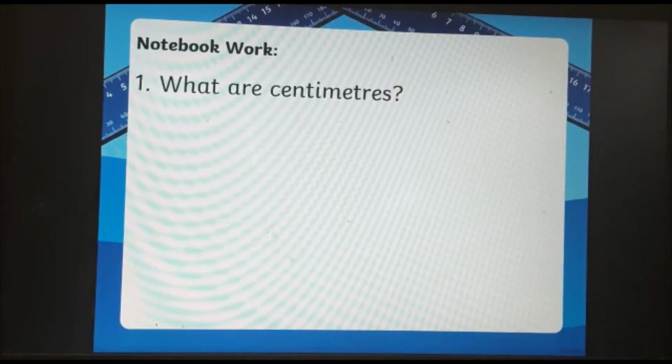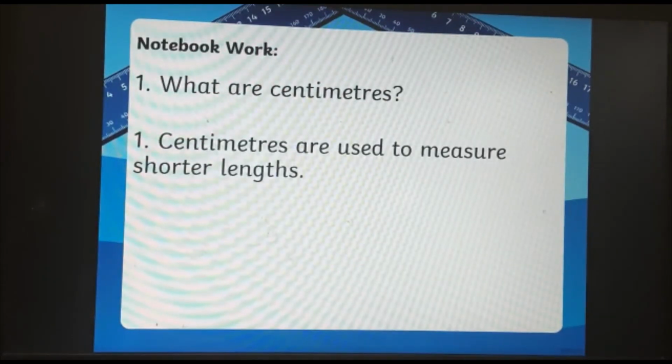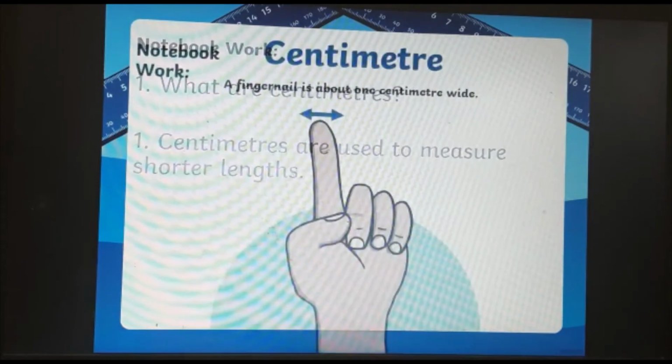Yes, the word that comes to your mind is correct: centimeters. So what is a centimeter? Centimeters are used to measure shorter lengths. Make a note of this. You should know it your whole life. It's very important for all of you kids to write this somewhere in your notebook, so that whenever you have time, you can go and recall.